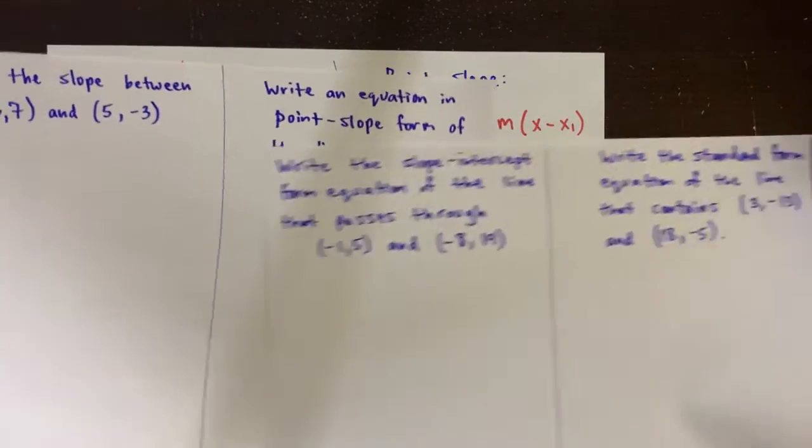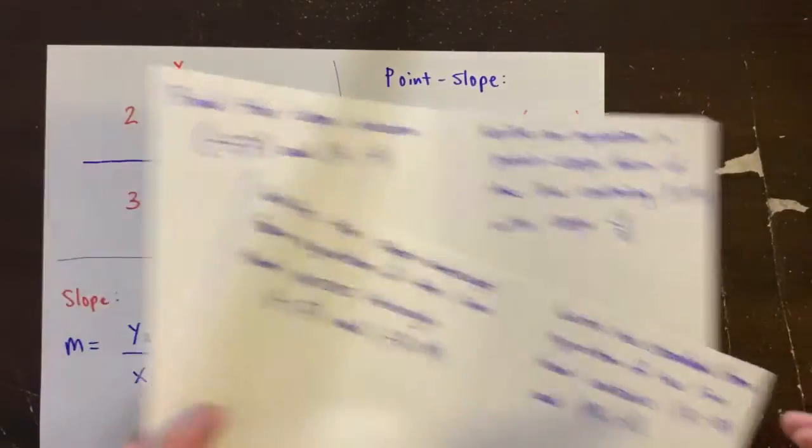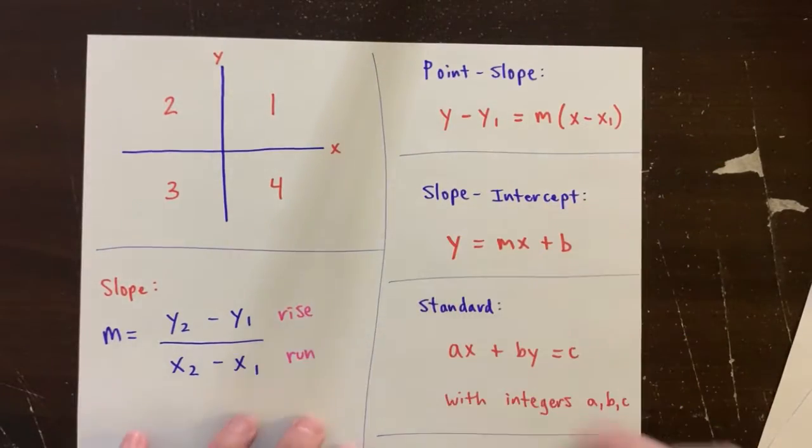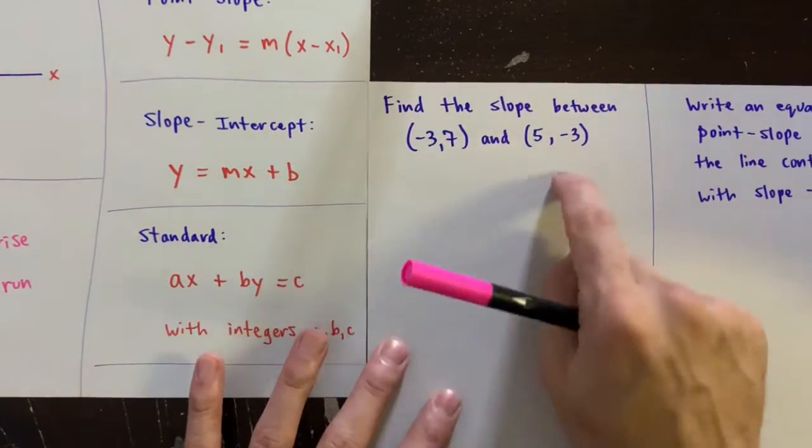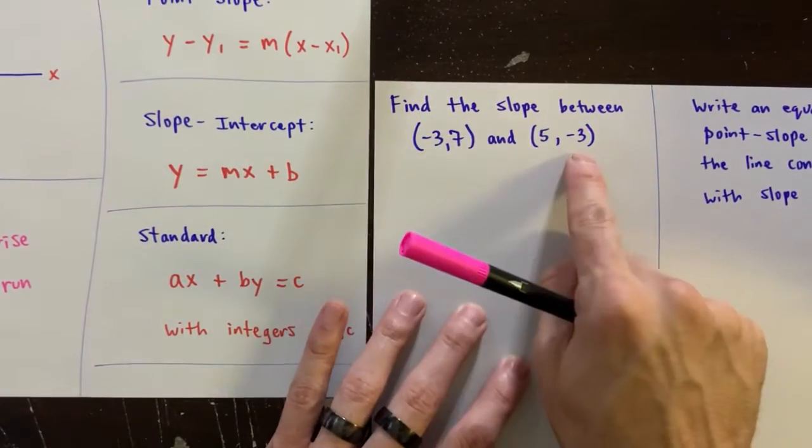Let's do some examples here. I have 4 specific examples that I'd like to get through. And these 4 examples cover these concepts here. So let's see, why don't we begin with this problem here. We're given 2 points and we want to find the slope between these 2 points.